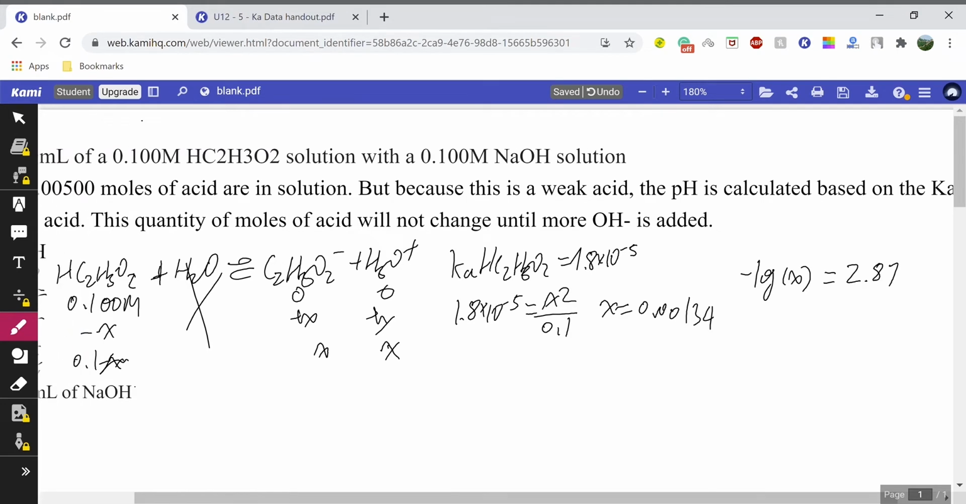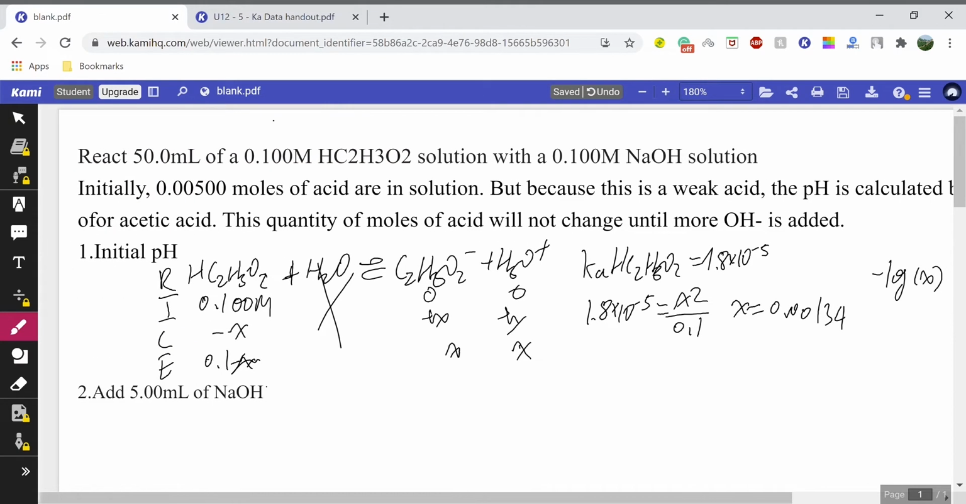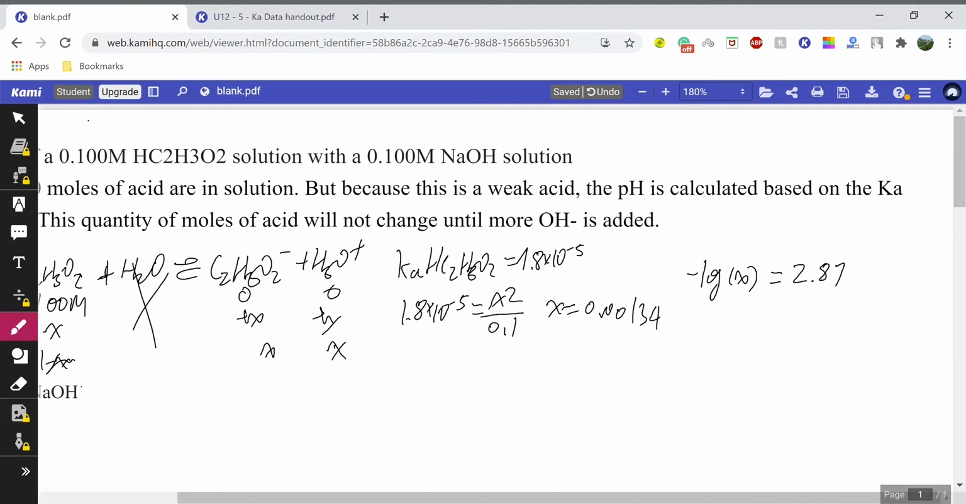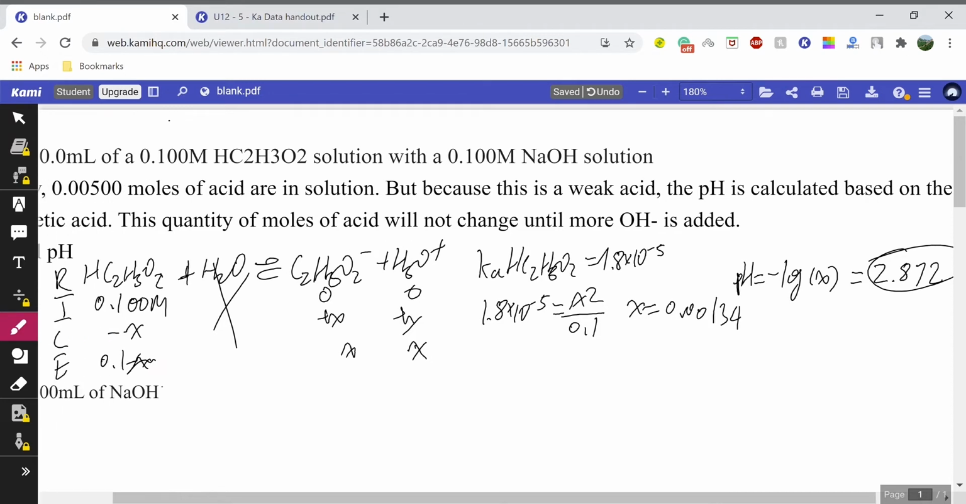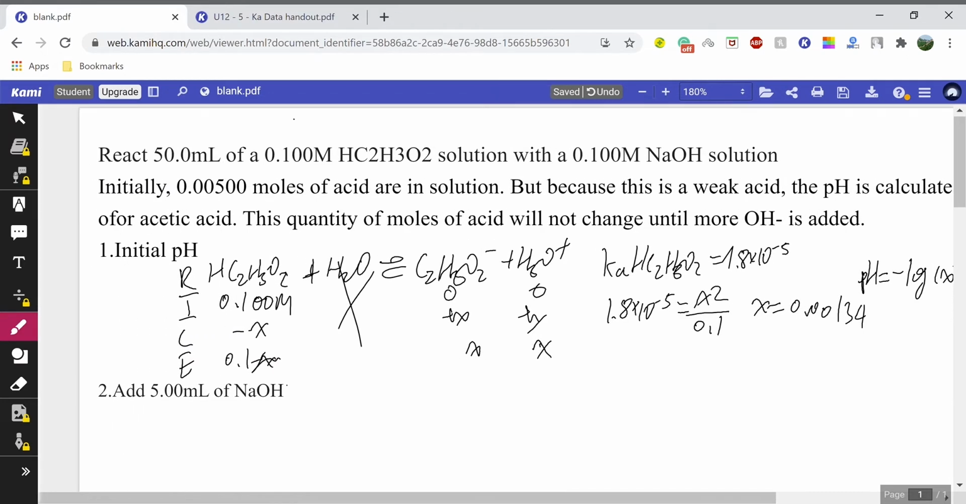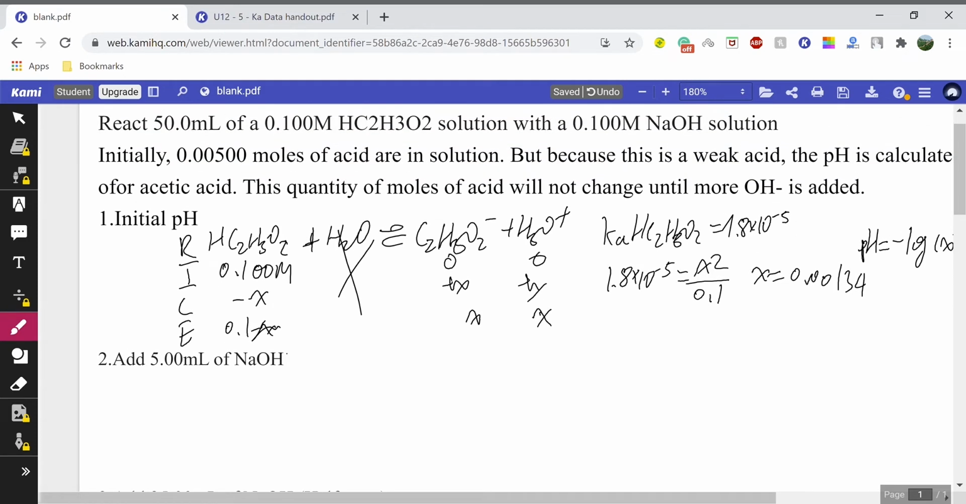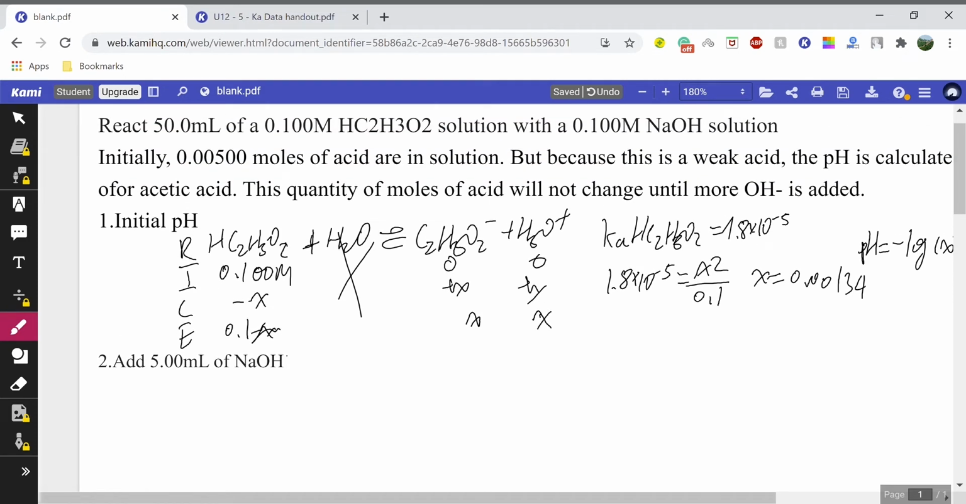And let's see how many sig figs we're supposed to do. We have 3 significant figures, so let's run through 3 significant figures. It'll be 2.872. And for pH, remember, you only count the significant figures after the decimal point. So this is our initial pH of only the HC2H3O2 in the solution. Now we start adding base.